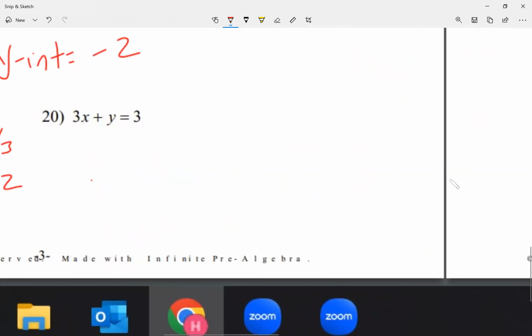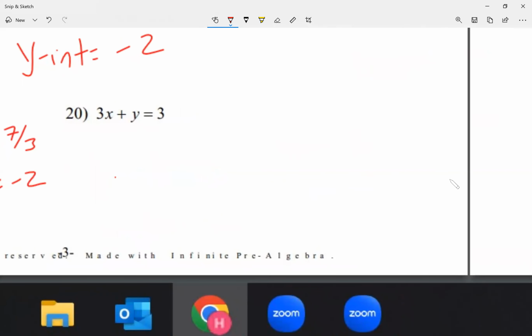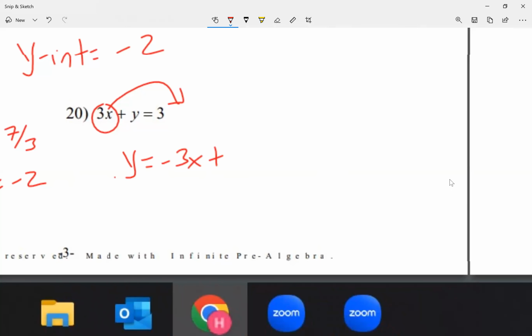Cool. Let's take a look at number 20. The y by itself. So this 3x, again, I'm going to move it to the other side. I got to switch the sign. So positive y is equal to -3x and then +3. Notice I changed the sign of the x. Don't forget to do that. Okay, I have y by itself.